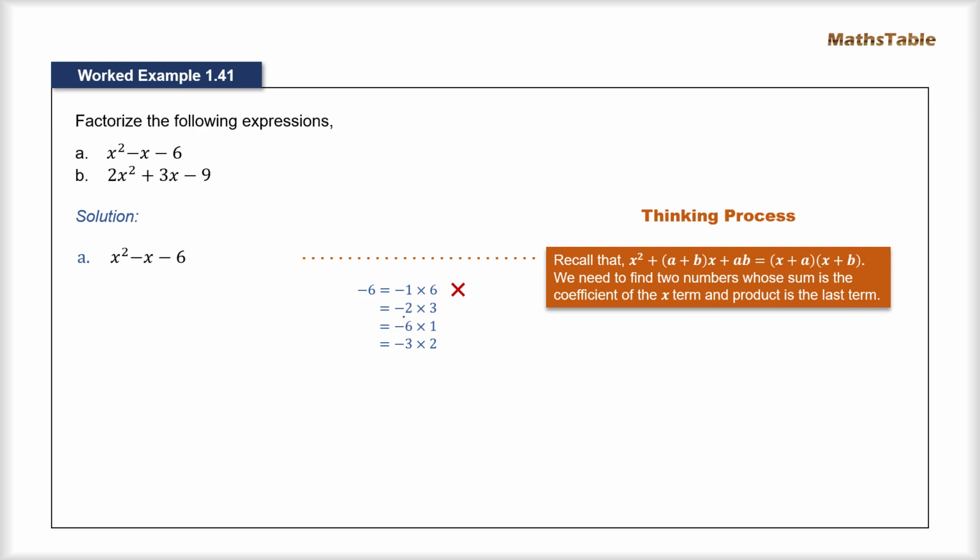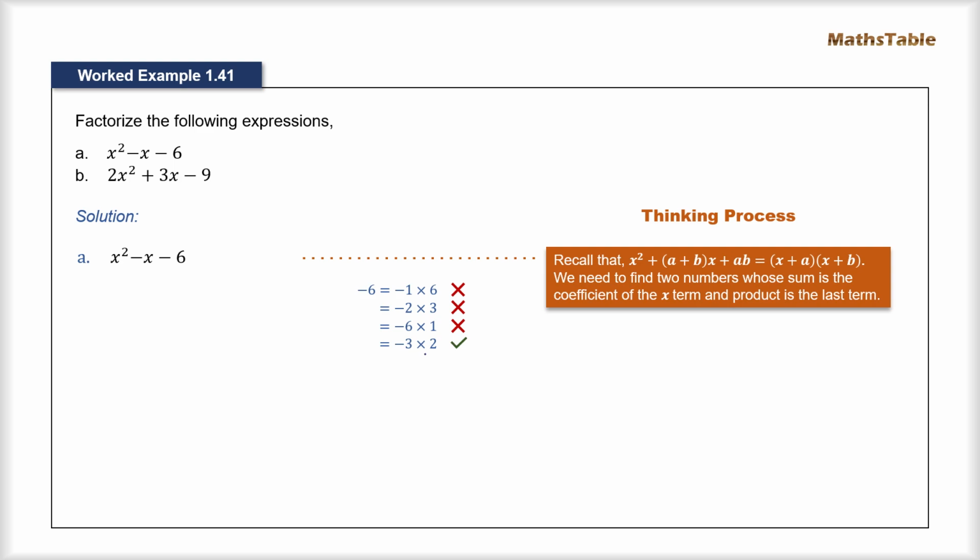In the second combination, minus 2 times 3 gives us minus 6. But when we add minus 2 and plus 3 together, they give us plus 1, whereas we needed minus 1. So this combination will also be rejected. In the third combination, we get minus 6 plus 1, which is minus 5. Still inapplicable here. And in the last combination, minus 3 plus 2 gives us minus 1, which is what we require. So this combination actually fits both of our requirements.